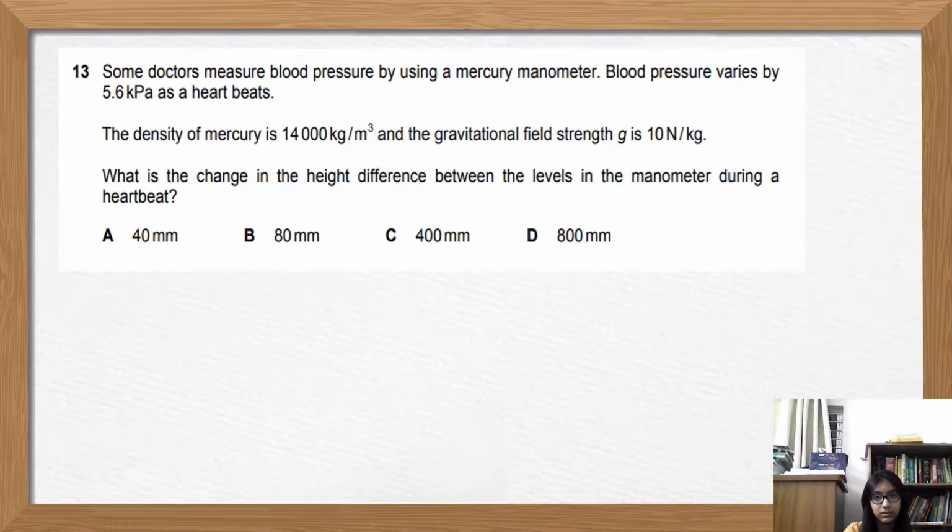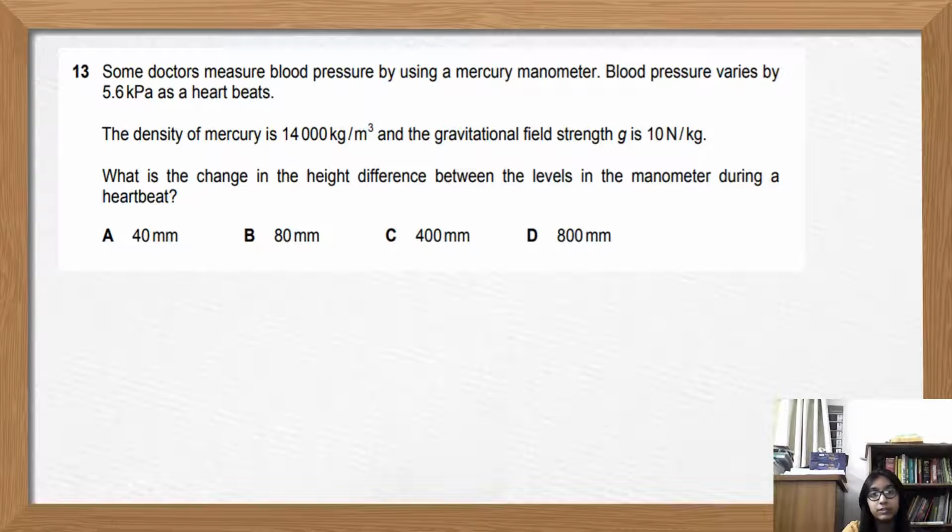Some doctors measure blood pressure by using a mercury manometer. Blood pressure varies by 5.6 kilopascals as a heart beats. The density of mercury is 14,000 kg per meter cube, and the gravitational field strength is 10 newton per kilogram. What is the change in the height difference between the levels in the manometer during a heartbeat?